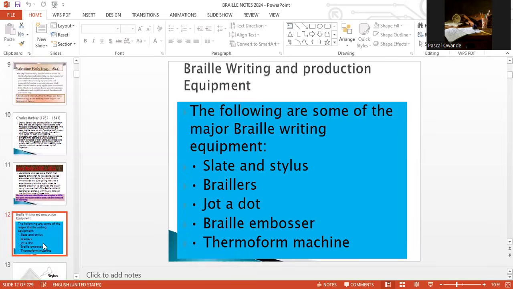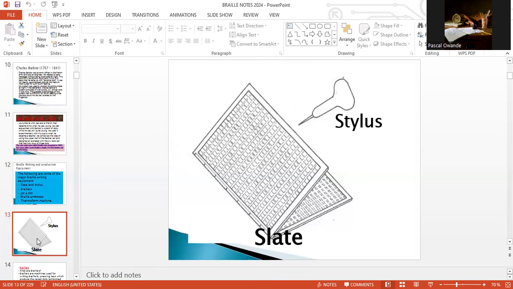So we talk about Braille writing and production equipment. The following are some of the major Braille writing equipment. One is called the slate and stylus. I'll be able to show you this. We have Braillers, we have the Jotter, we have the Braille embosser, and we also have the thermoform machine. This is how the slate and stylus looks like.